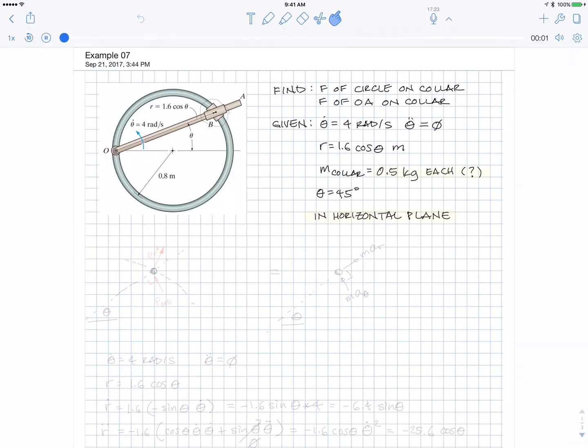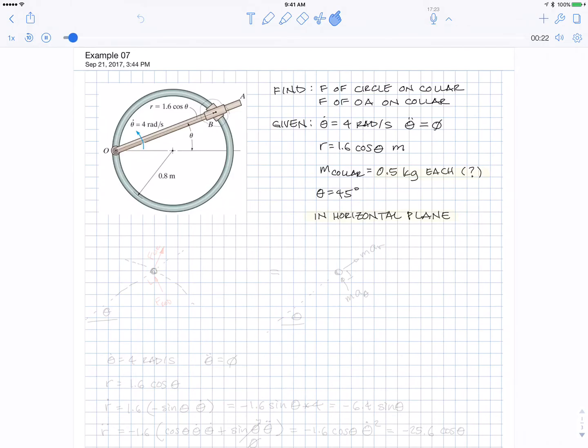So this is obviously an R theta problem. There's the sliding rod and the collars on it. And it's kind of interesting because the collar is sliding on the rod but also sliding along this circle. A few comments before we start.